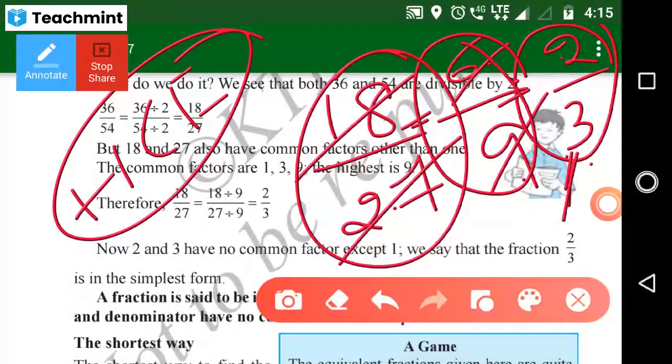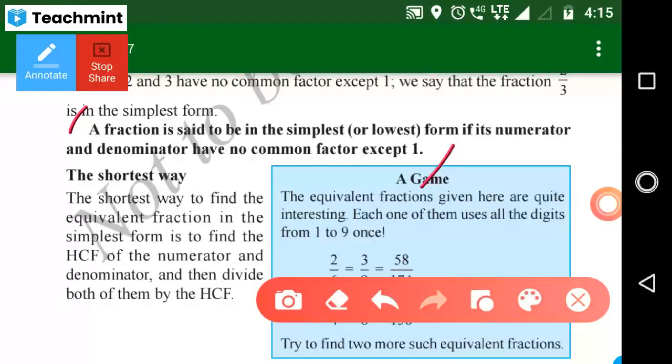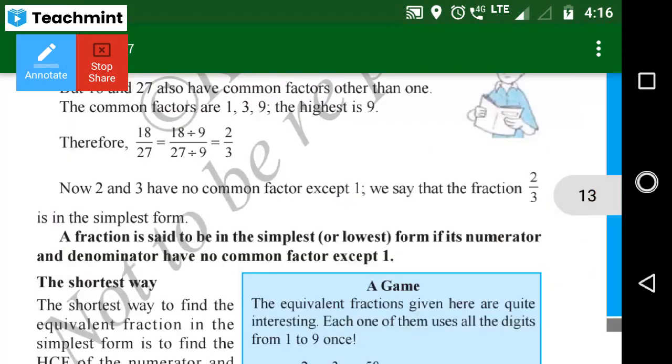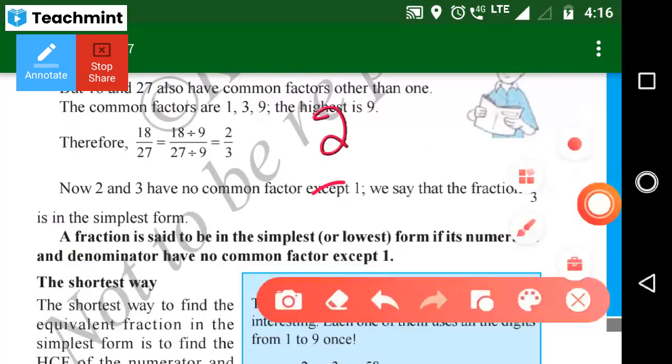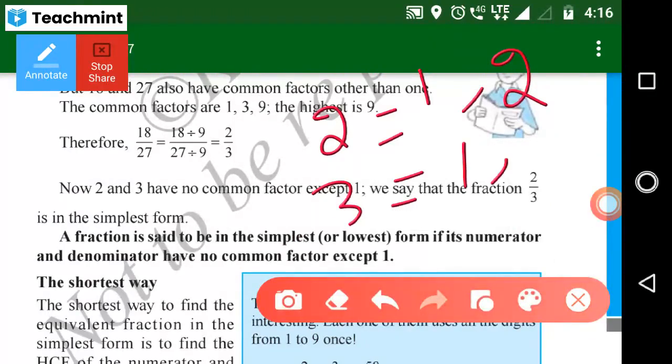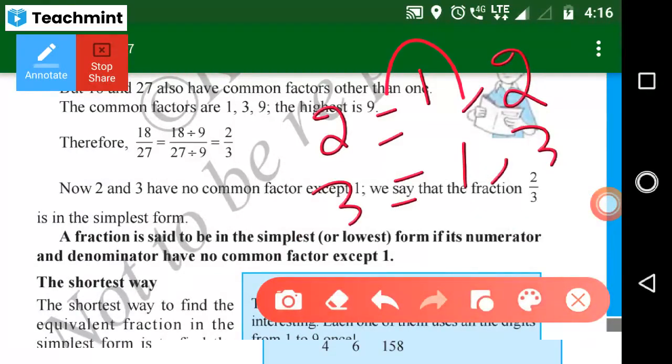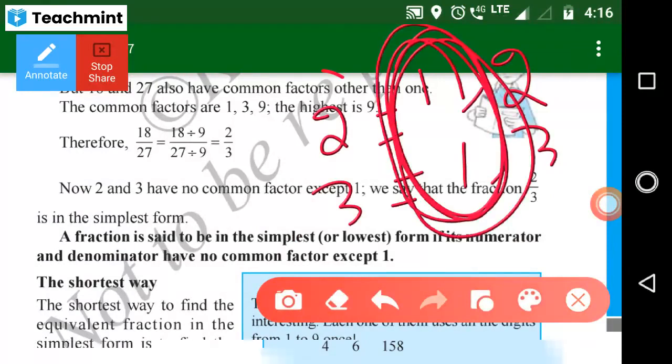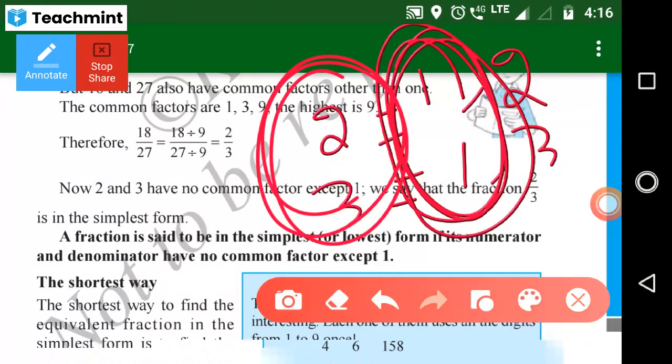Clear? You just write down this one. Here to here. A fraction is said to be in the simplest or lowest form if its numerator and denominator have no common factor except one. You can observe here, 2 and 3: the common factors of 2 are 1, 2 and of 3 are 1, 3. There is no common factor except one. So this one we can consider as the simplest form. Understood?